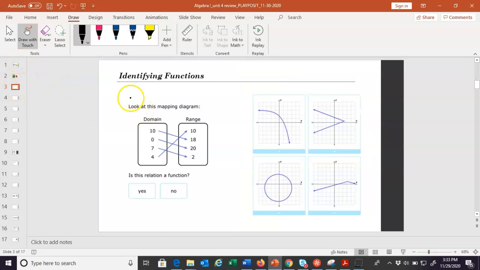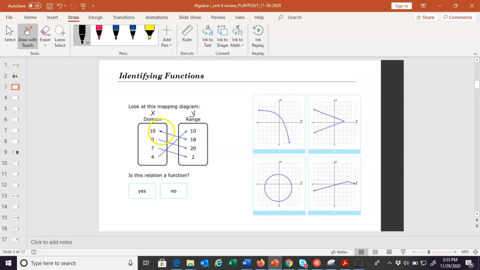Here's our first review for Unit 4. Remember, identifying functions. There are a few different ways that we looked at functions. Here's one of them. It's a mapping diagram. So the domain is mapping to the range. Remember, the domain are the x values and the range are the y values.